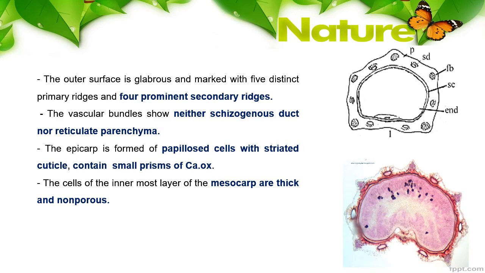The epicarp is formed of papillosed cells. Here is a major difference from Umbelliferous fruit and from Ammi visnaga, that the epicarp cells are papillosed, covered with striated cuticle and containing prisms of calcium oxalate. The innermost layer of the mesocarp is thick and non-porous. The innermost layer of mesocarp in Ammi visnaga has porous walls, giving the porous appearance.